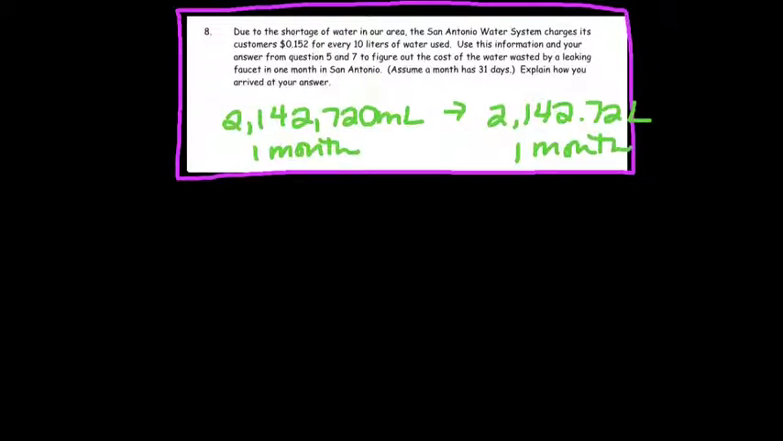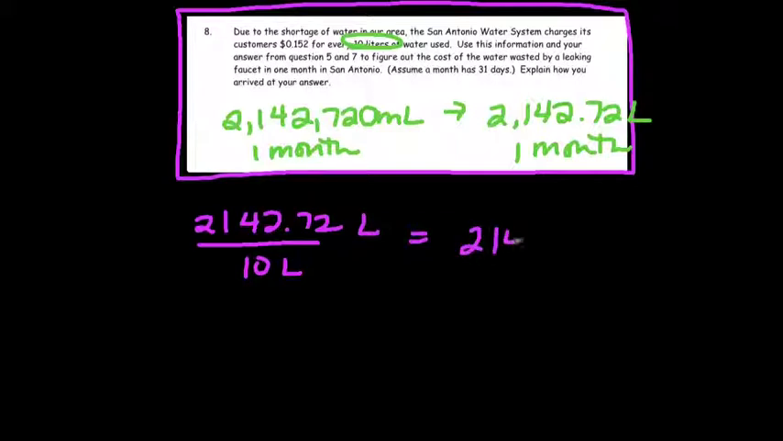Okay, now, they're not going to charge me for every liter. They're going to charge me for every 10 liters that I use. So now I'm going to group this down to tens. I'm going to take this number here, 2142.72, and divide it by every 10 liters that I use. So again, really it's just going to move the decimal. Divided by 10 is going to give me 214.272 groups of 10 that I use. So this is the number that I need to look at.